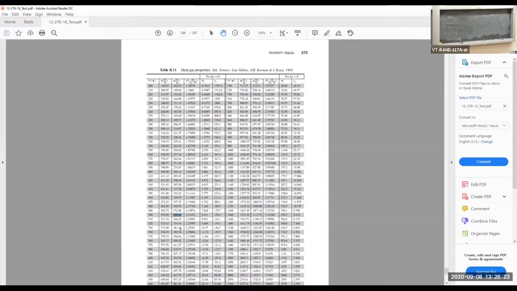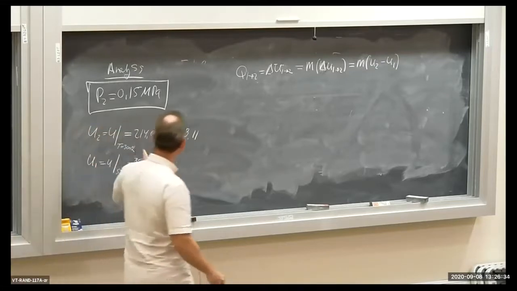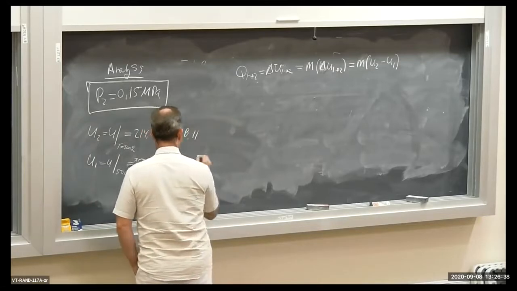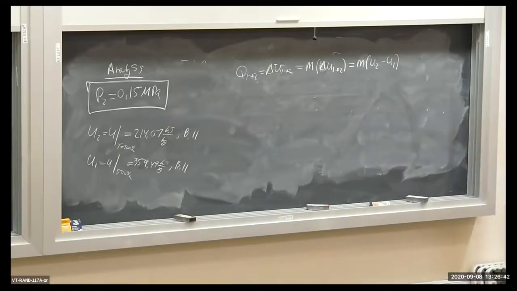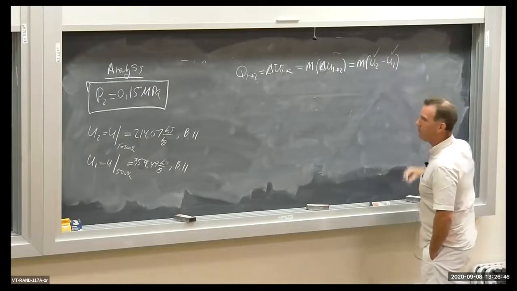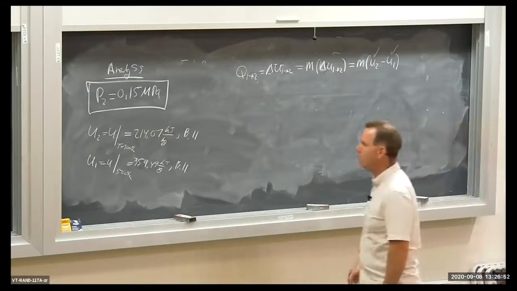Let me get this off here so you can see what I'm writing. Okay. So I've written the specific internal energies from table B11 at 300 degrees and 500 degrees. So now we can plug it into our energy balance. I have U2 and I have U1. The only thing is I don't have the mass of my system. Oh, where are we going to get the mass?